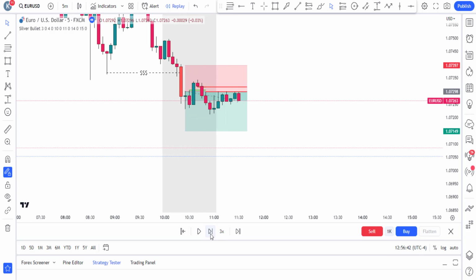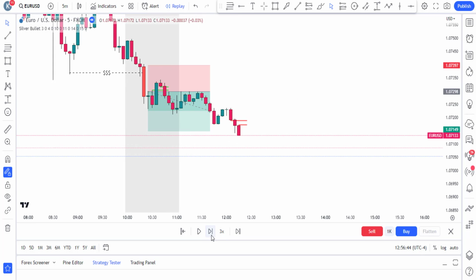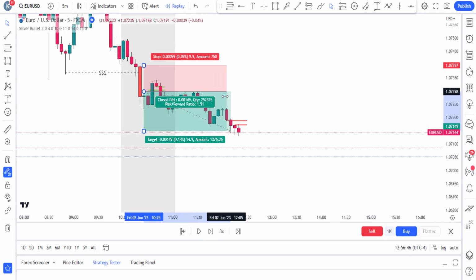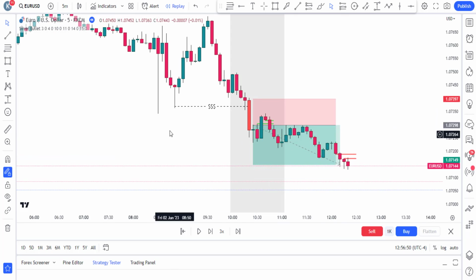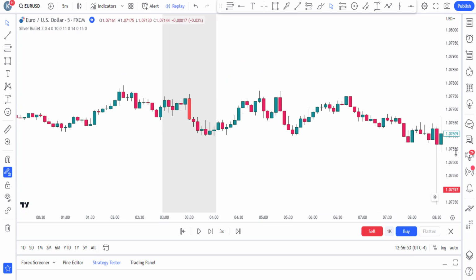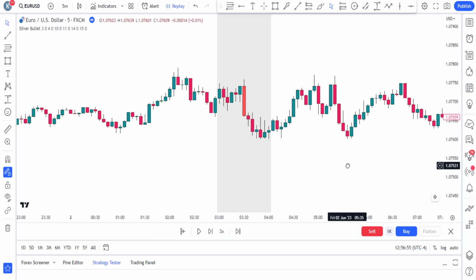And we have this trade, okay, target hit. So we have gotten almost 1:2. It's okay for the silver bullet trading strategy. Let's look for another entry and see if we can get that.